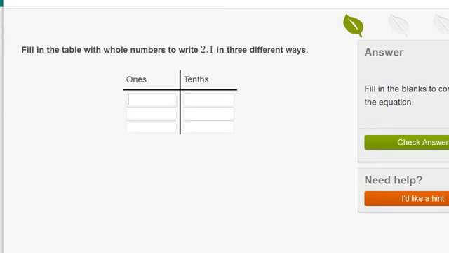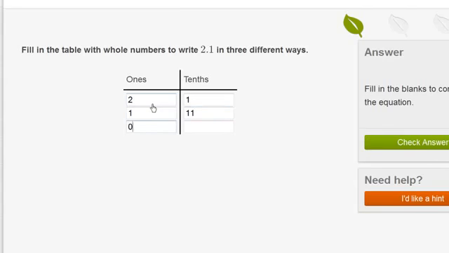Let's do one more example. So let's write 2.1 in 3 different ways. So here's between the ones and the tenths place. So we could write it as 2 ones and 1/10. We could also write it as 1 one, and now we've seen this game before. We have one extra 1 to play with, so that's going to be 10 tenths plus the 1/10 that was already there gives us 11 tenths.